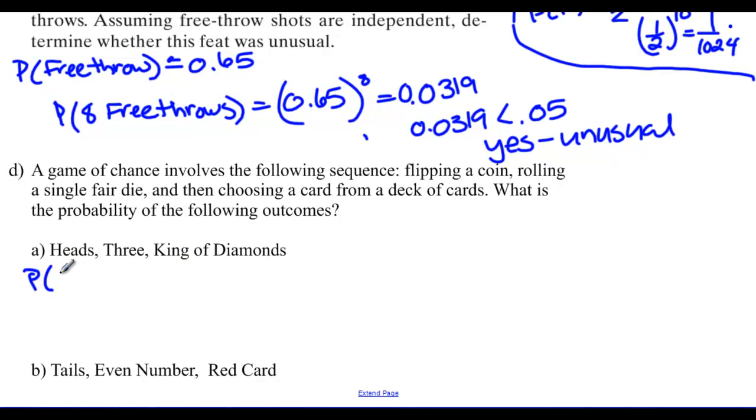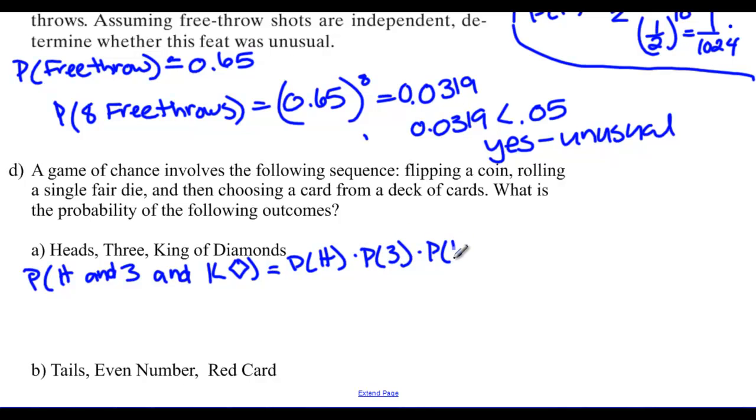So the probability of a head and a 3 and a king of diamonds is going to be the probability of a head times the probability of a 3 times the probability of a king of diamonds. So the probability of flipping a head, well, that's 1 out of 2. The probability of rolling a 3, that's going to be 1 out of 6. And the probability of pulling the king of diamonds, that's one particular card out of 52 cards in the deck. So you're going to end up with 1 out of 624.